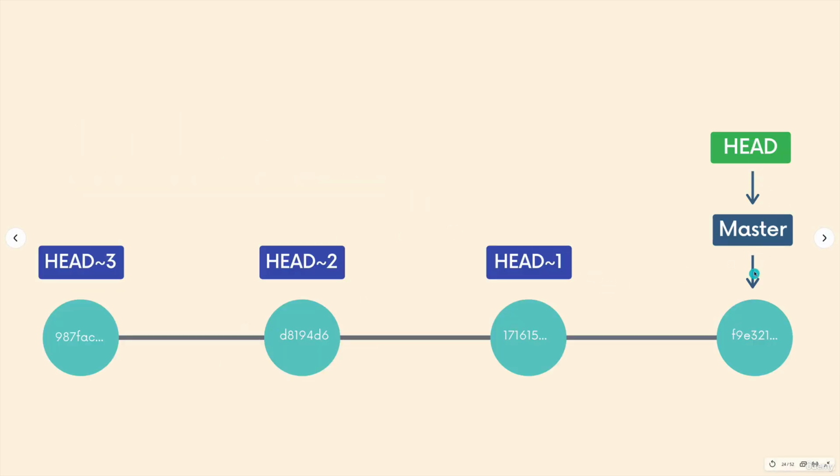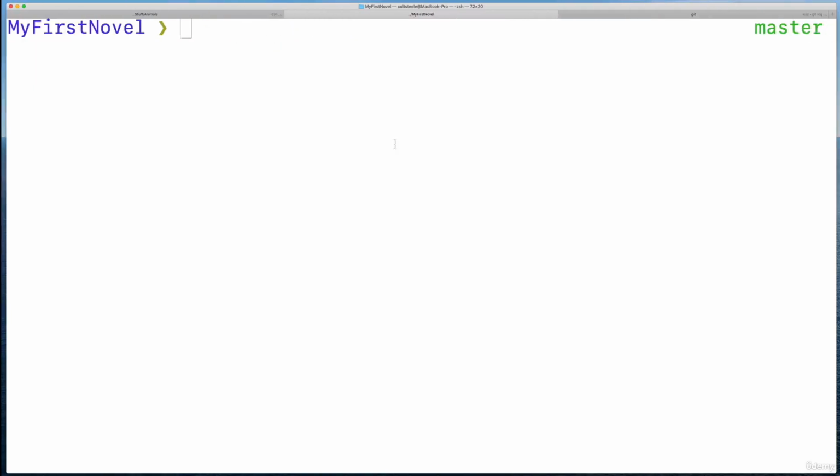So if this is where head is, if I check out head tilde 1, it's the previous commit. Head tilde 2 is this commit. 3 is this one. So I don't use this all that often, but sometimes if you have a reason to reference what you did in the last commit, and you don't want to go look up that commit hash, you can still very easily reference it with head tilde 1. So I'll show that very quickly.